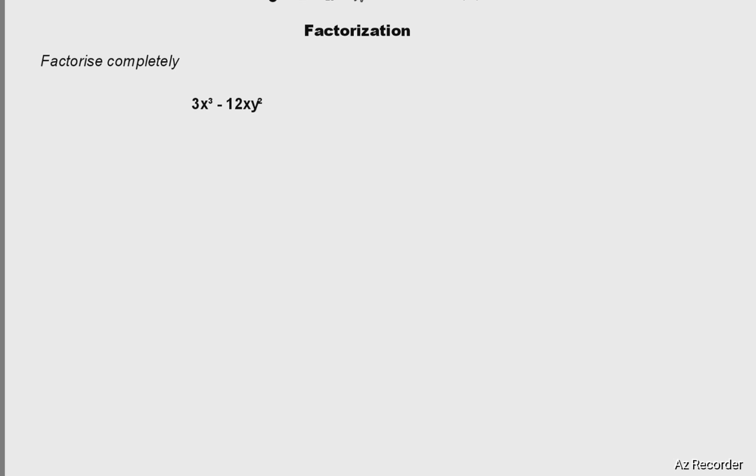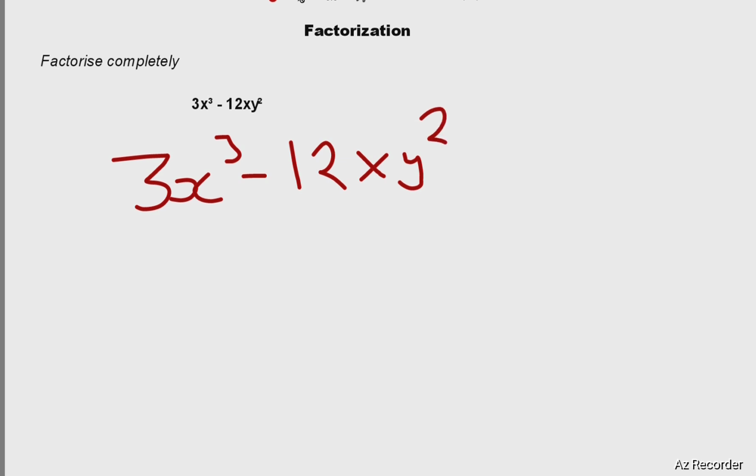Here we have a question under factorization, and the question says factorize completely 3x cubed minus 12xy squared. Okay, so this is how we are going to factorize. So now factorizing, we are going to say that we have 3x cubed minus 12xy squared. Okay, so factorization, we just look at both terms and we look at are the numbers divisible.